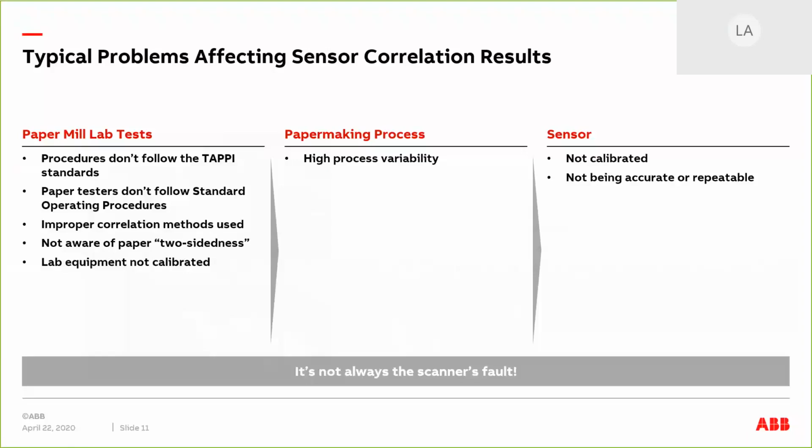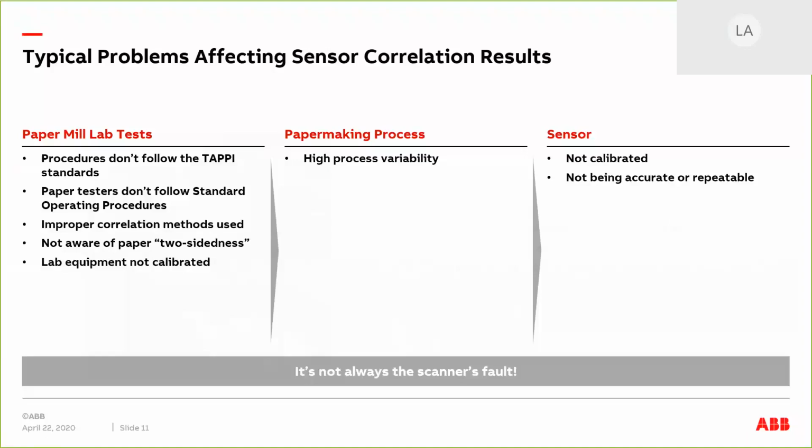Okay, how about the online sensors? Well, they're not perfect. So some online sensors are not calibrated, or they're not accurate or repeatable. So they are incapable of producing reliable measurements for correlation.